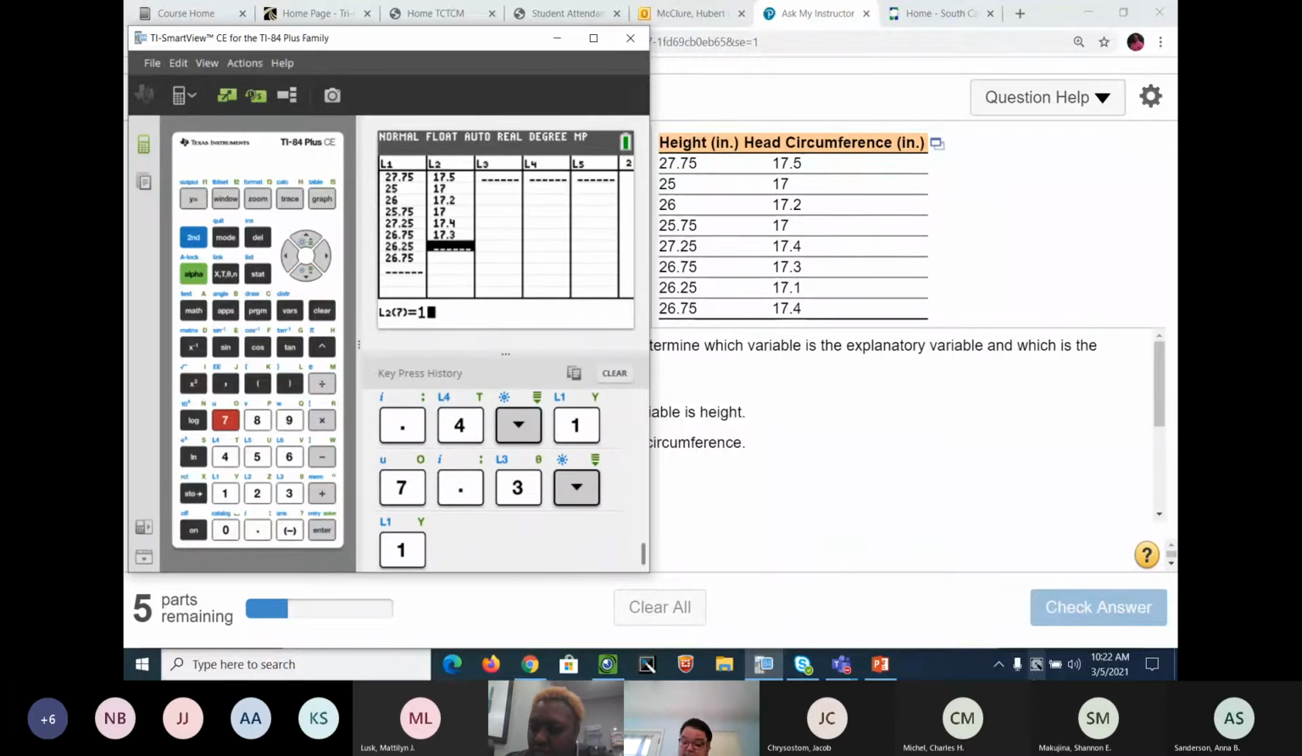17.4, 17.3, 17.1, and 17.4. Please go through and make sure I typed them in correctly. Because that's one thing you want to make sure of, because you'll never get the right answer if you don't type them in right. Tell me when you get them typed in, Miss Dennis.